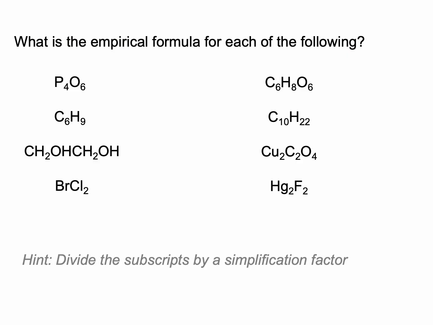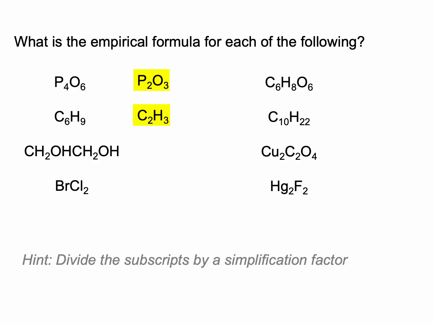So we kind of go on, we say, all right, what is the empirical formula for each of the following? I have a hint at the bottom. It says divide the subscripts by a simplification factor, which is like the lowest common multiple factor. I don't know what the math word would be. So for the first one, P4O6, the factor you can divide out is 2. So you get P2O3. And then C6H9, say, all right, well, 3 is going to be the common factor there. Get C2H3, and then you continue on.